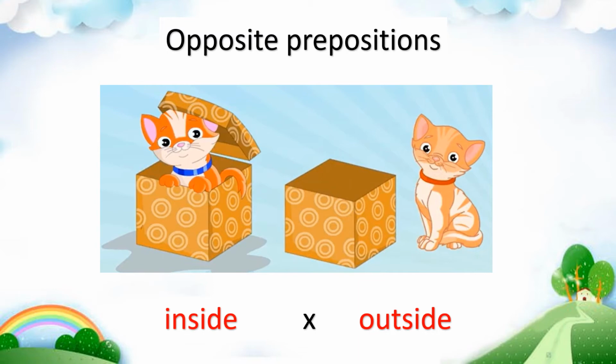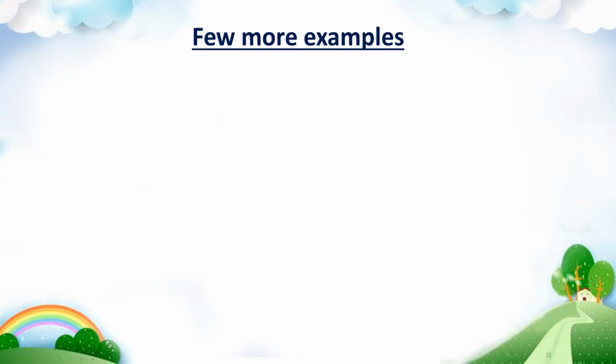So, opposite words can be common nouns, pronouns, adjectives, verbs, and prepositions. The opposites are word pairs that are related to each other, but they are totally different in meaning. Let's see a few more examples of opposite words.